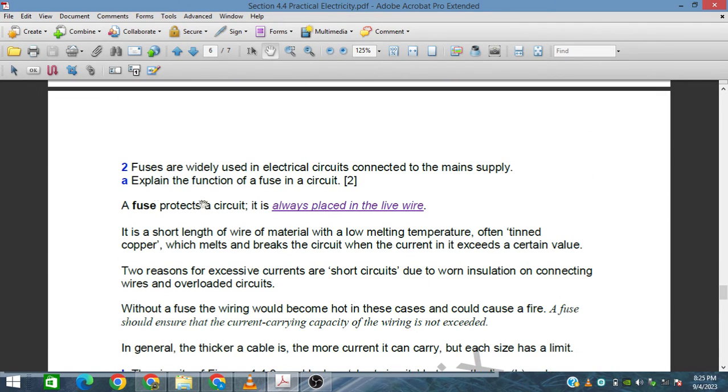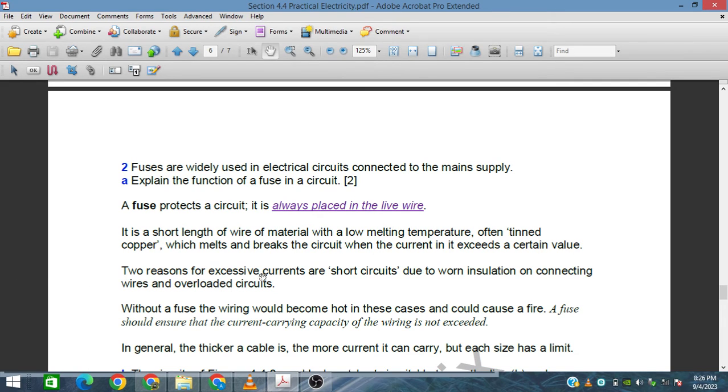Fuses are widely used in electric circuits connected to the main supply. A fuse protects a circuit and is always placed in the live wire. Fuses are always placed in the live wire for protection purposes. It is a short length of wire of a material with a low melting temperature, often tinned copper, which melts and breaks the circuit when the current in it exceeds a certain value. If the current crosses its limit, then this fuse blows and protects the circuit.